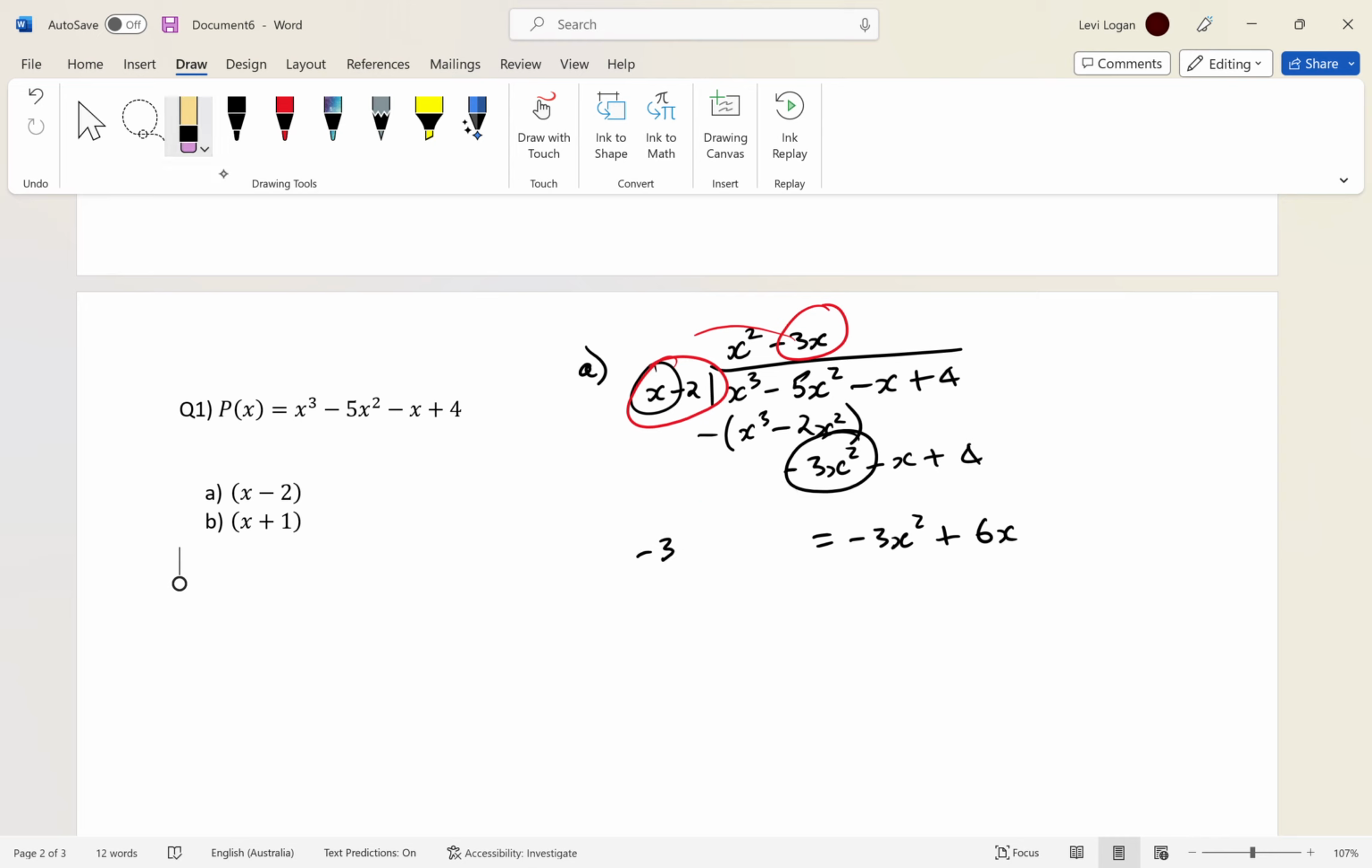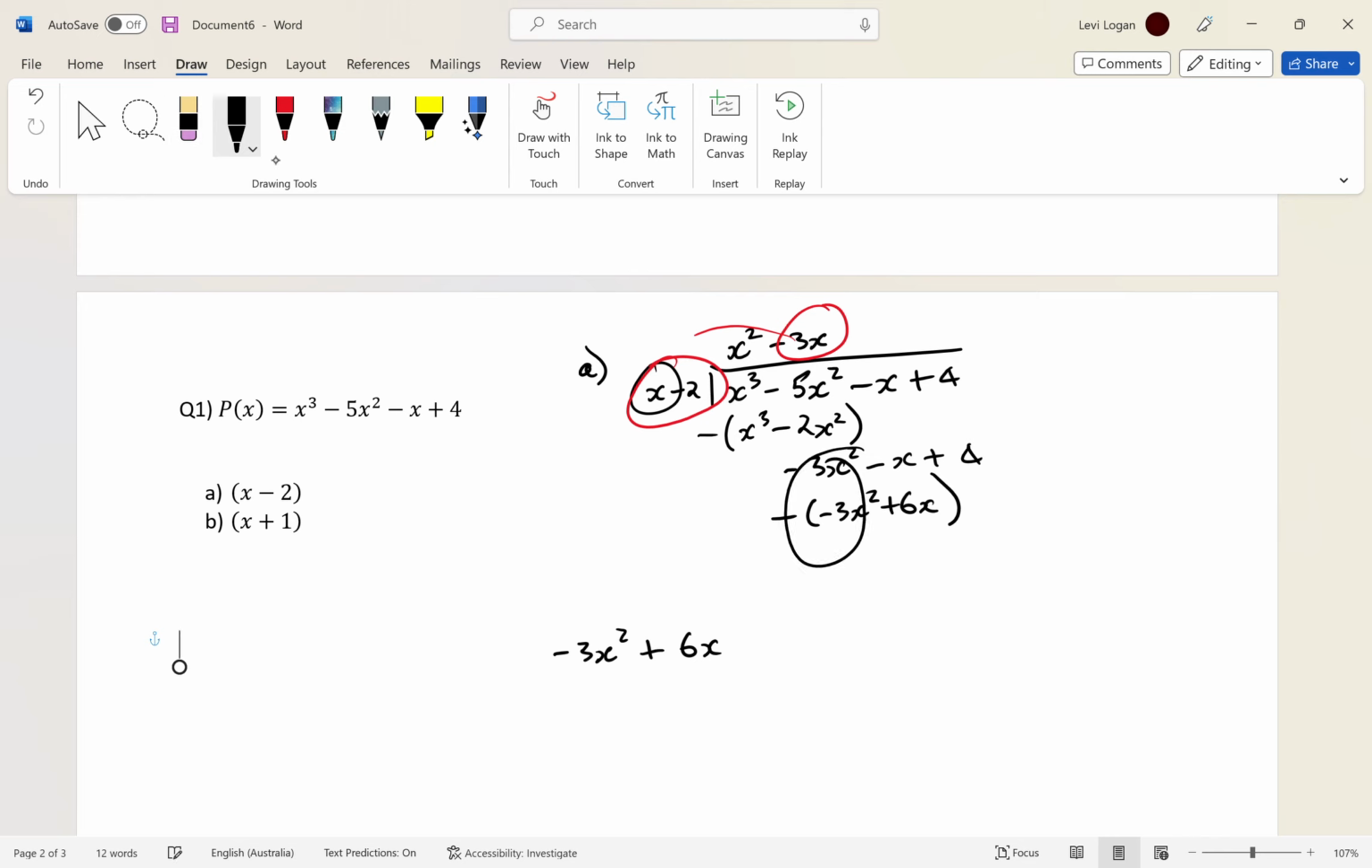Alright, now we have that. We're going to take what we have here, and we're just going to move this. We're just going to take whatever we have here and put it under here in the brackets. So negative 3x squared plus 6x. Right? And then we're going to subtract it. Right? So we're going to have negative 3x squared minus negative 3x squared. So this whole thing here will be 0.